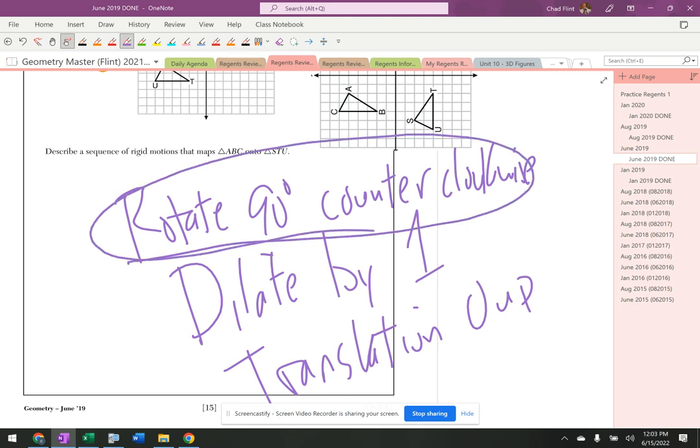The Regents took this answer, all right, which is absurd because it says sequence of rigid motions, and that's not a sequence, that's one. All right, but anyways, rotation 90 degrees counterclockwise works.